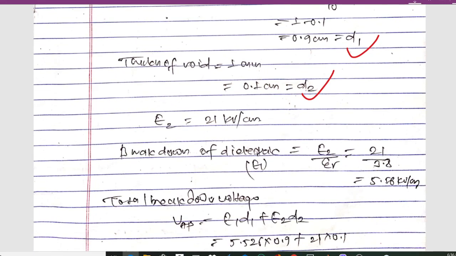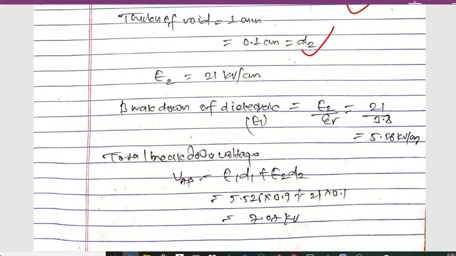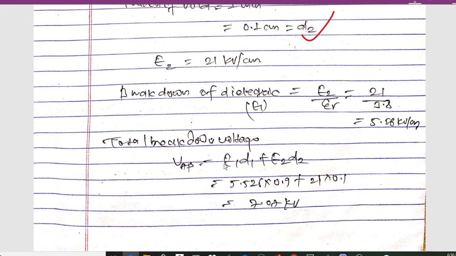Now the breakdown of the dielectric E1. In order to calculate E1, we have E2 upon epsilon r. So 21 over 3.8 is going to be 5.56 kilovolt per centimeter. Now the total breakdown voltage will be VAB equal to E1 D1 plus E2 D2. Here we have obtained all the values. We just need to substitute E1 D1 and E2 D2, and we will get the value of VAB. So it will be 7.07 kilovolt.